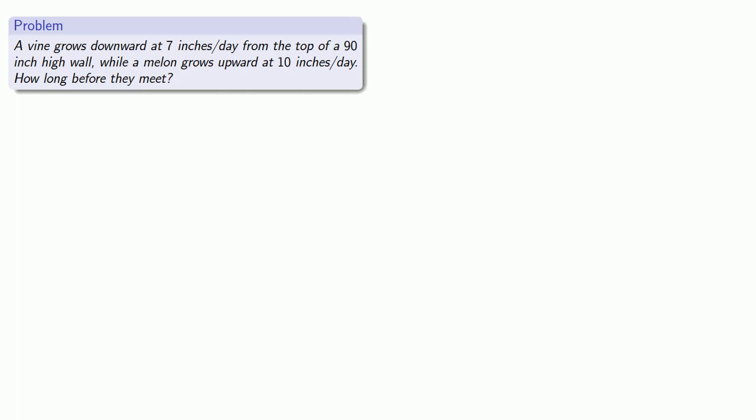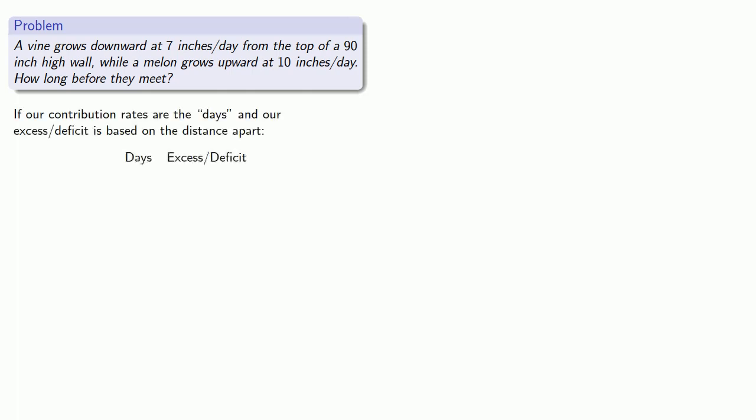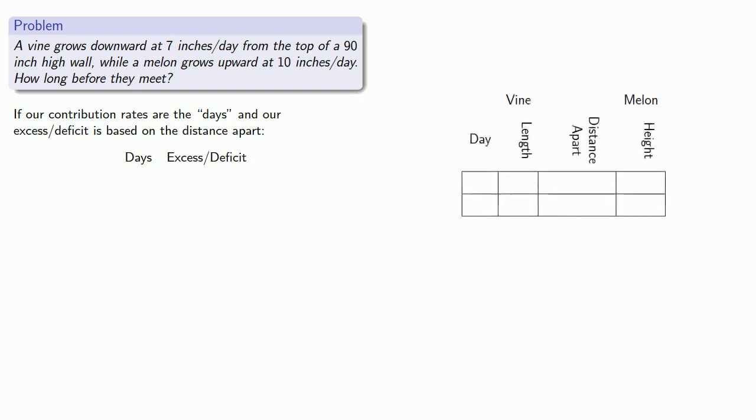And so one way we can do that is if our contribution rates are the days that the plants have grown, and our excess and deficit is based on the distance apart, then we might be able to construct the following table. So let's consider that we have the number of days we've grown, the length of the vine and the melon, and the distance apart. So if they both grow for one day, the vine has length 7 and the melon has height 10, and so they are 73 inches apart.